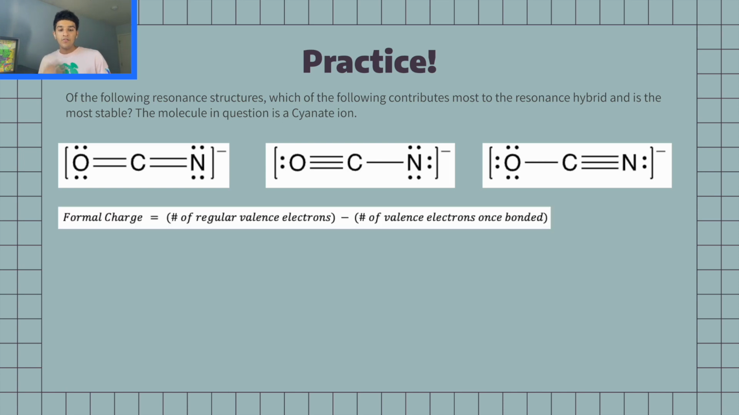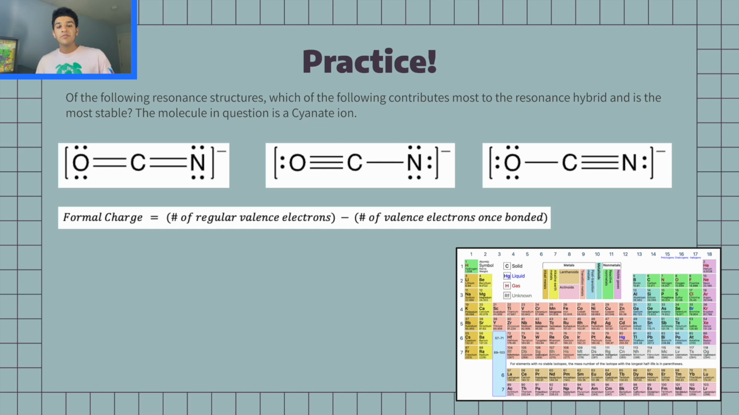So yeah, I've given you guys the formula for formal charge and also a periodic table to figure out how many valence electrons each of the following atoms in the molecules have. And I'm going to do the first molecule with you guys just to help you with an example and give you time to do the remaining 2. So yeah, let's get on with it.